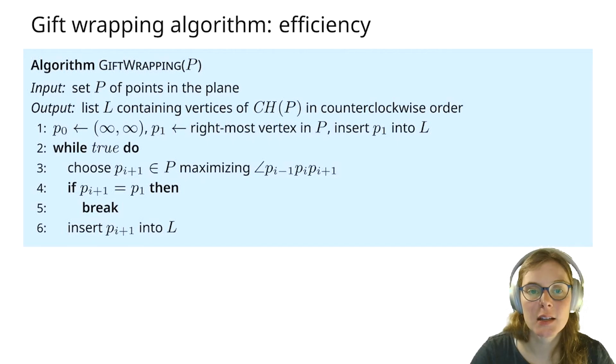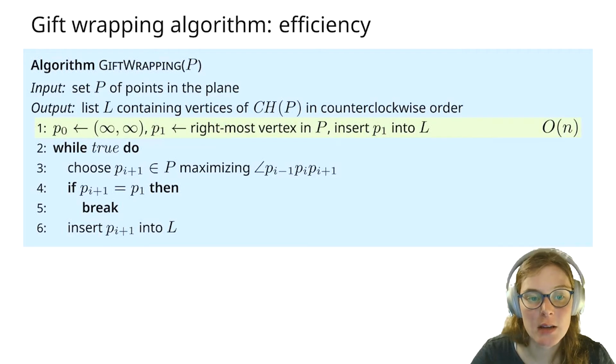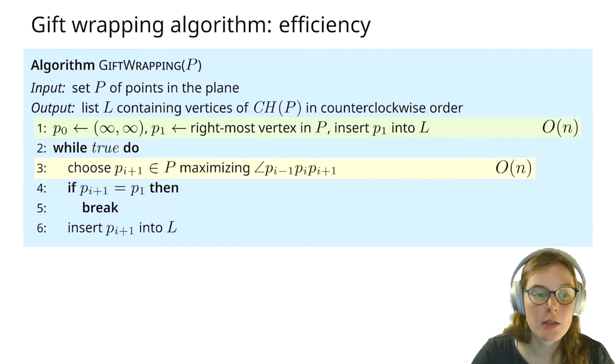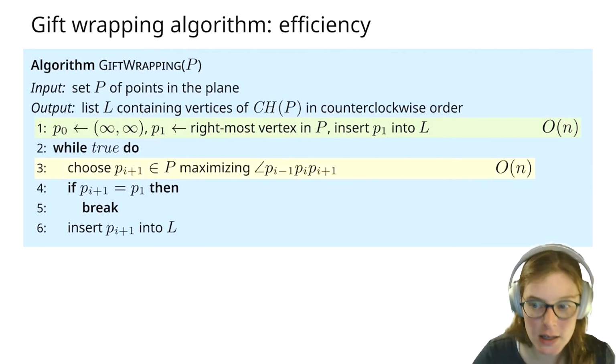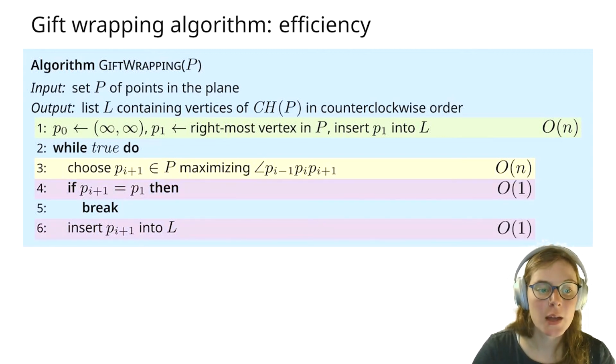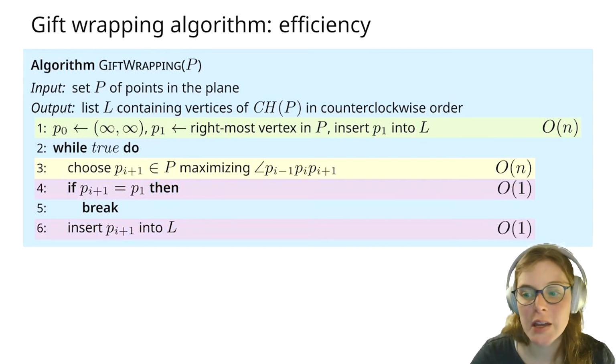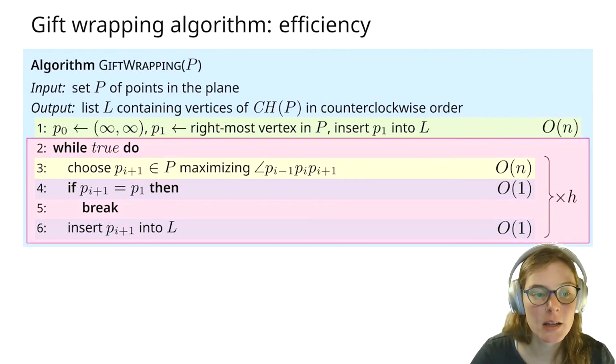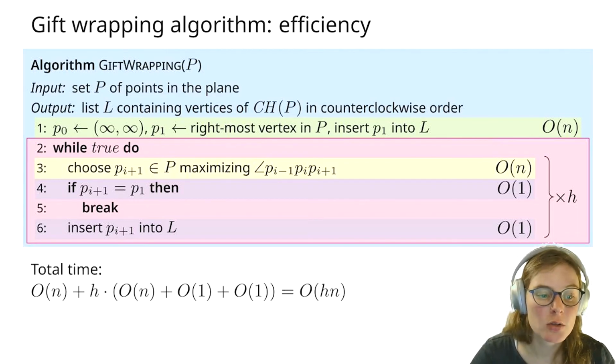So now let's again analyze the efficiency of the new algorithm. The first line will take linear time because we are finding a vertex with a maximum x coordinate. Line 3, for the same reason, also takes linear time to execute. And lines 4 and 6 both take constant time. Finally, the while loop will execute h times, where h is the number of vertices on the convex hull. So to put this all together, the total running time adds up to big O of h times n.